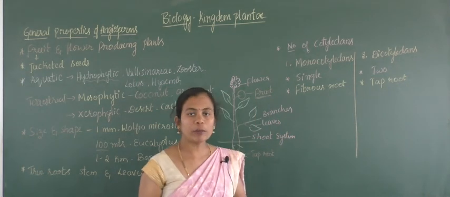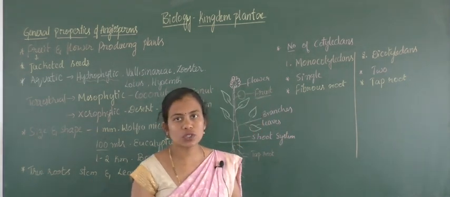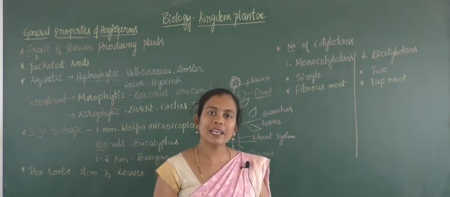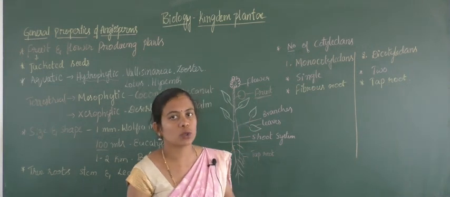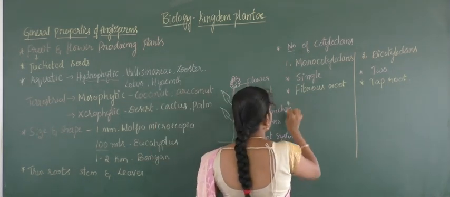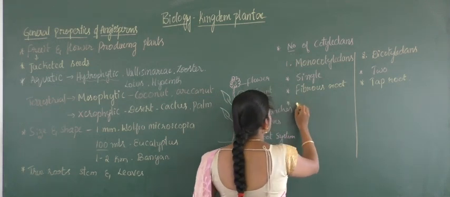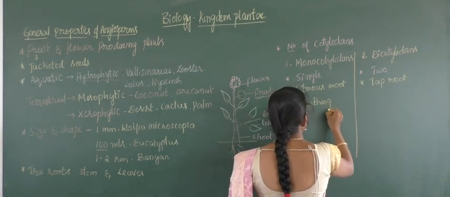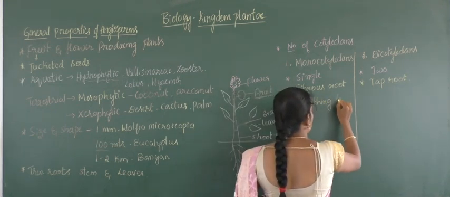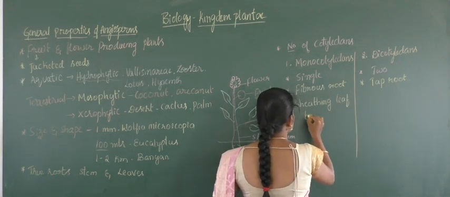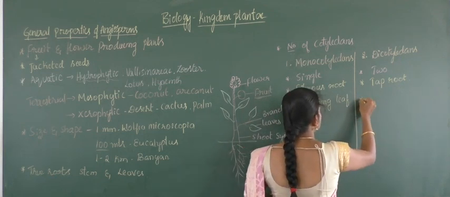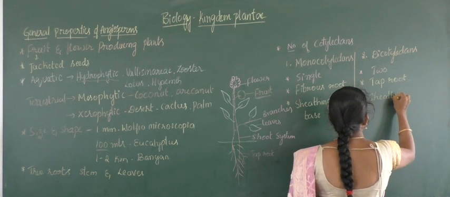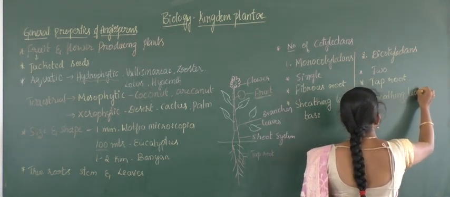And one more type of root system is left, that is adventitious root system. That adventitious root system is only for supporting, where it may be present in both monocotyledons and dicotyledons also. And the next part here, it possesses sheathing leaf base. Sheathing leaf base as its main property. I will tell you about the sheathing leaf base. And here the sheathing leaf base is absent.